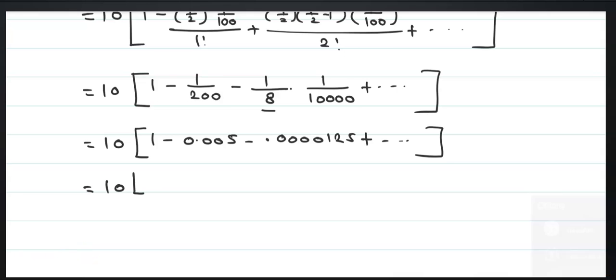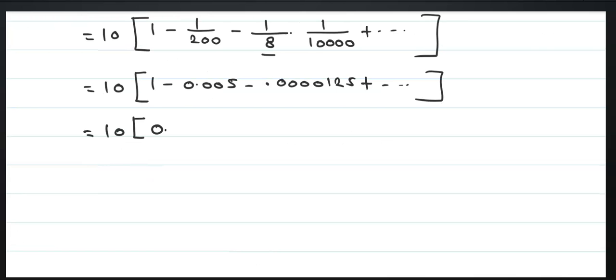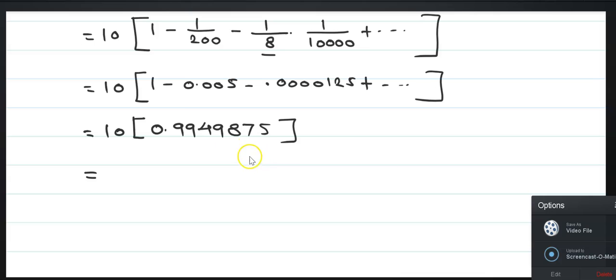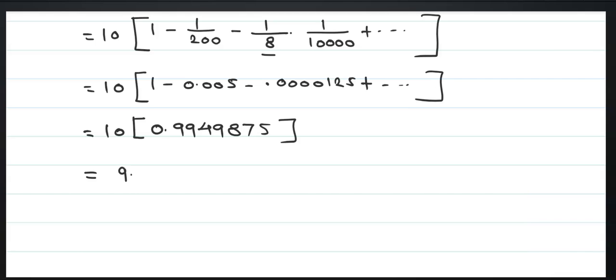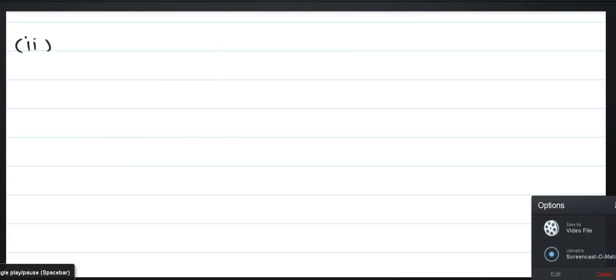The next is the simplification. Now there is subtraction. You can perform this subtraction: 1 minus 0.005, and then subtract this term. Or first of all add these two, give the minus sign and then subtract from this one, and you will get that calculation. That is 9.9499. This is the final answer.